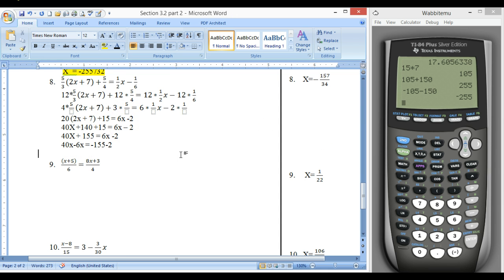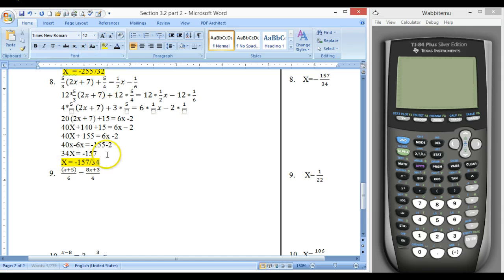Okay, 40 minus 6 gives me 34x. And then I have negative 155 minus 2, which gives me negative 157. Then divide both sides by 34. Leaves me with just an x on the left. And nothing simplifies over here. It's just negative 157 divided by 34. There we go.